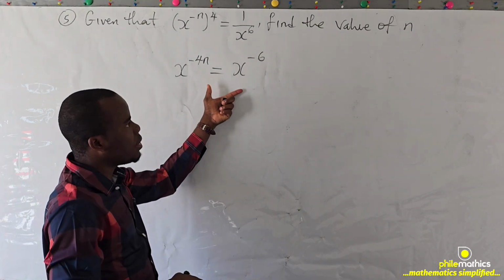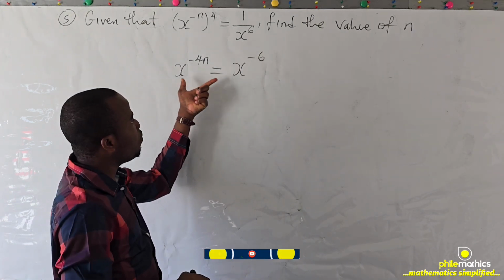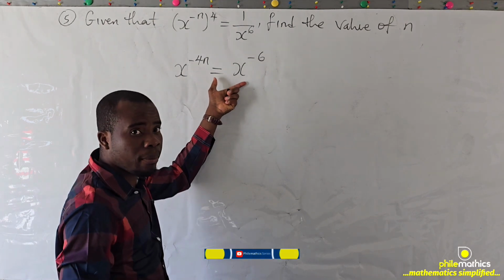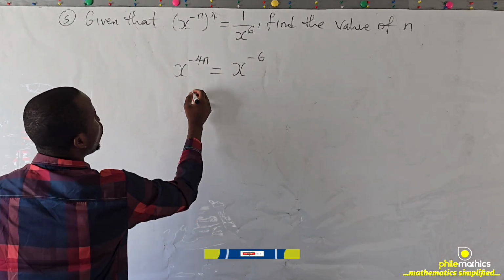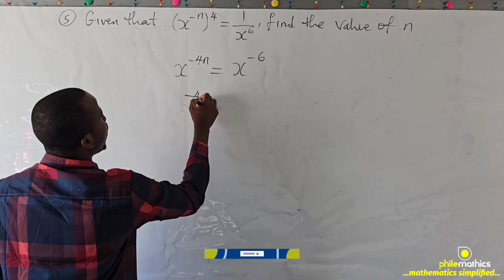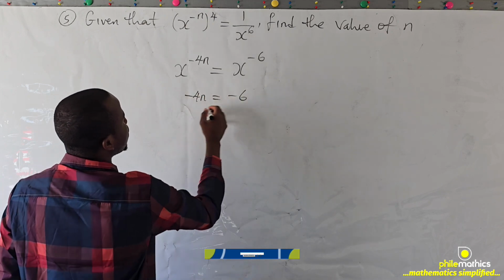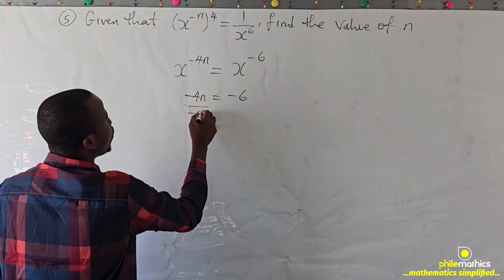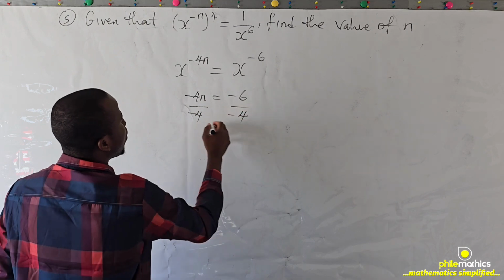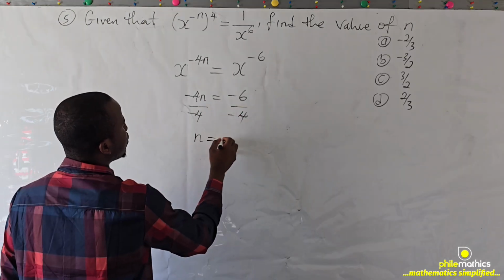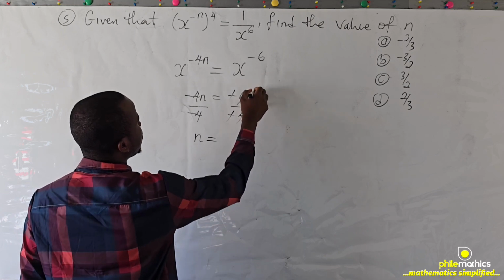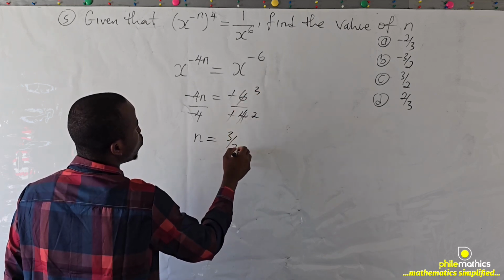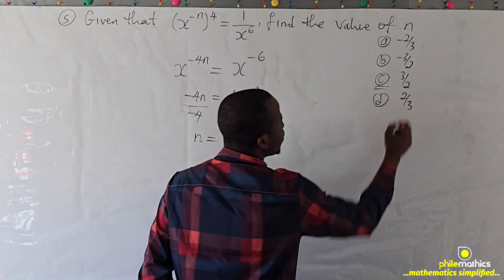From laws of indices, we know that if the bases are the same, their powers have to be the same. So we have minus 4n must equal minus 6. So you divide both sides by minus 4. And so n is, minus cancels minus, 2 here is 2, 2 here is 3, simply 3 over 2, which is C.